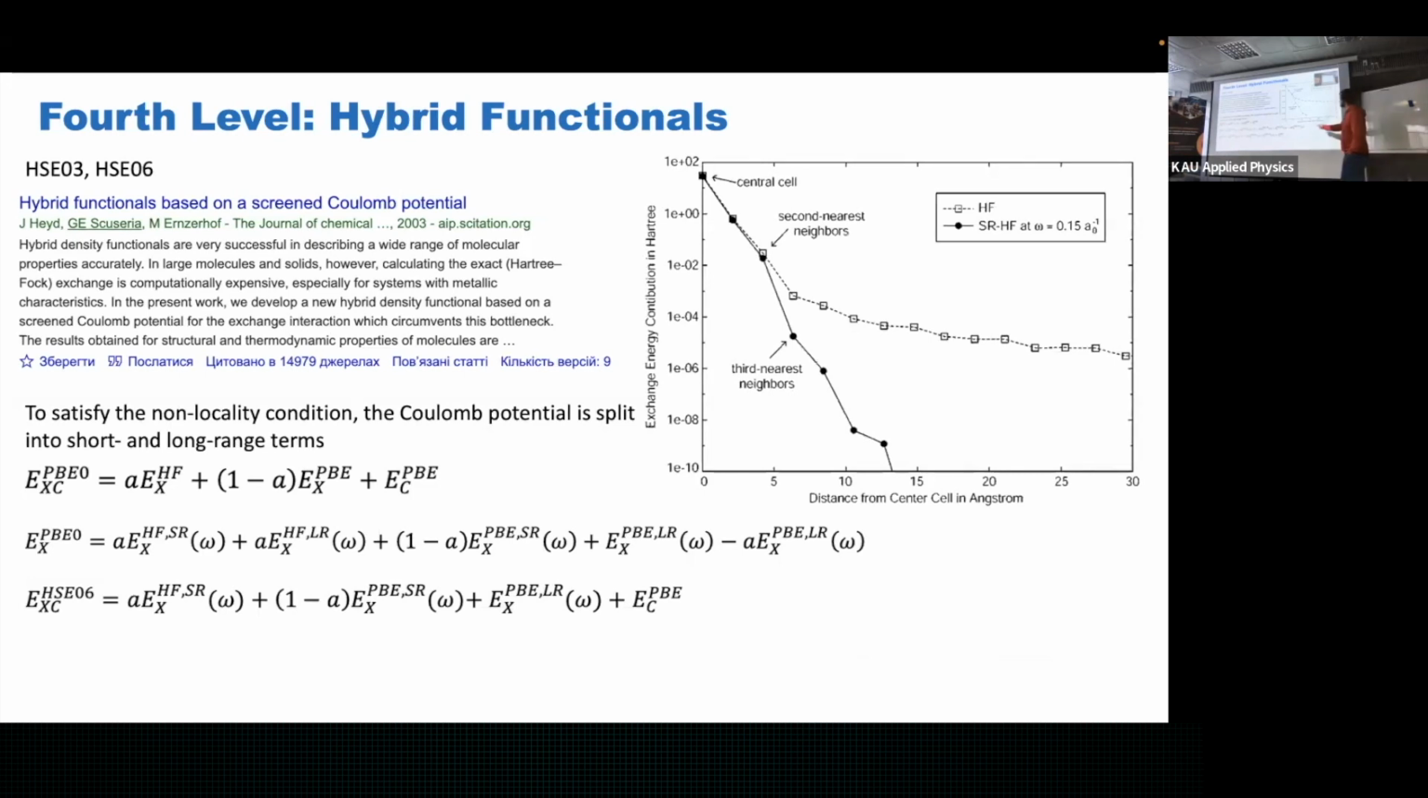Here you see distance from center cell in angstroms. This is Hartree-Fock, and this is short range. So our short range interaction goes to 0 when we go to more than 10 angstrom from our cell. Hartree-Fock doesn't go to 0. So it's the second nearest element, central atom.